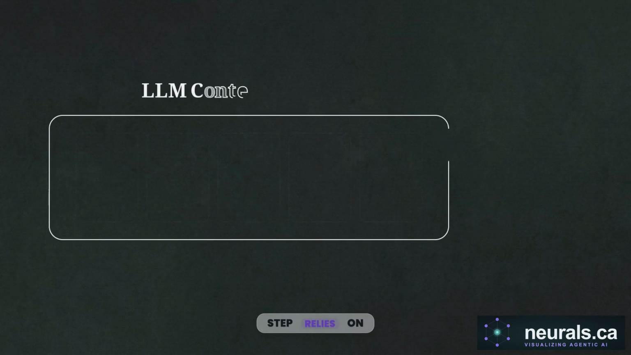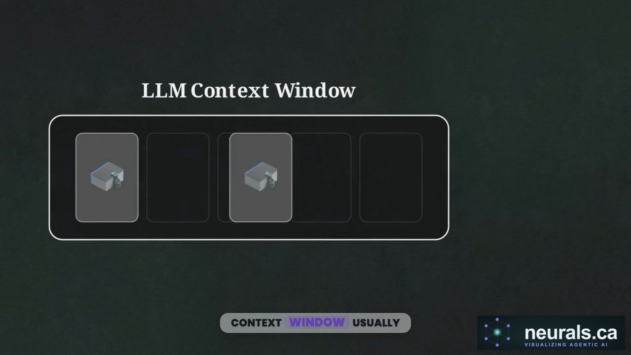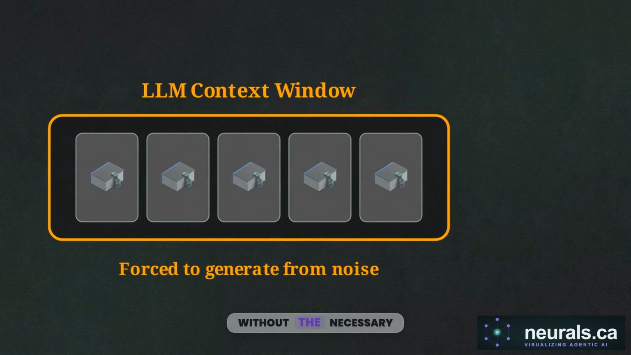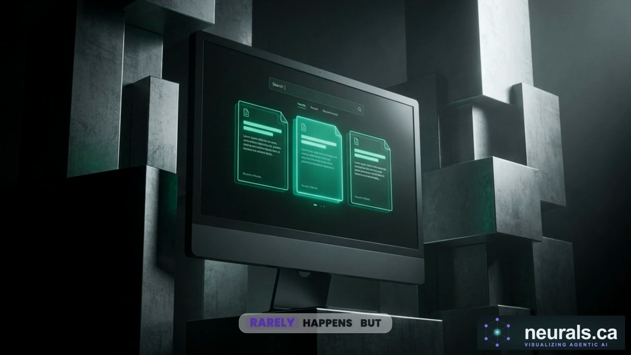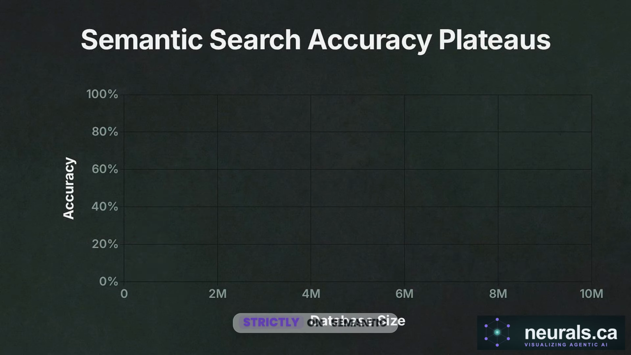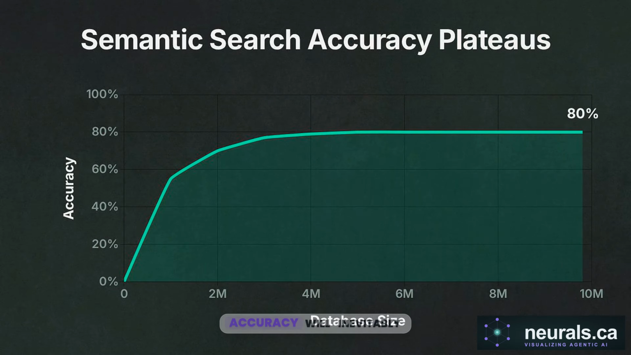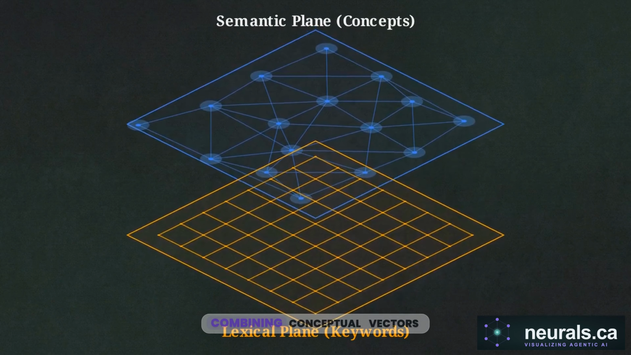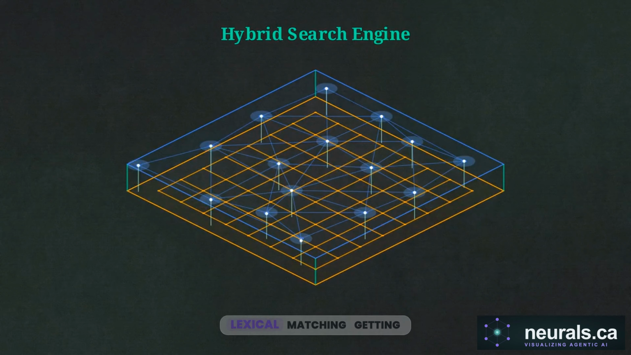The LLM generation step relies on a strictly limited context window, usually just the top 5 or 10 chunks. Because the correct document is pushed out of bounds, the model is forced to generate an answer without the necessary facts. In a small index, this rarely happens, but scale up to 1 million documents, and the database becomes crowded with topically related noise. The true signal drowns in a sea of semantic near misses. Relying strictly on semantic algorithms means your accuracy will inevitably plateau. To retrieve exact technical data, the search architecture requires multiple layers, combining conceptual vectors with exact keyword lexical matching.